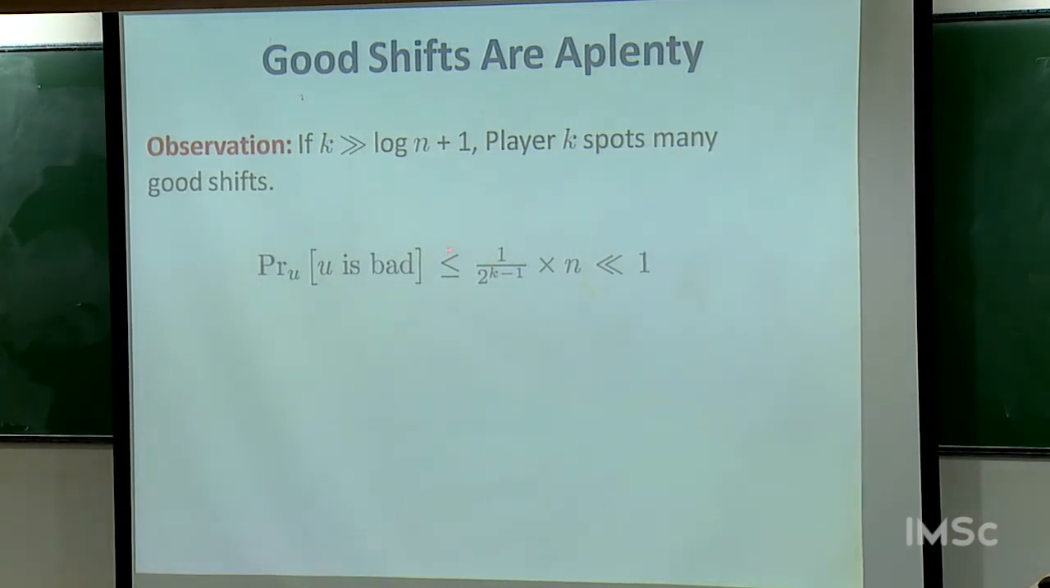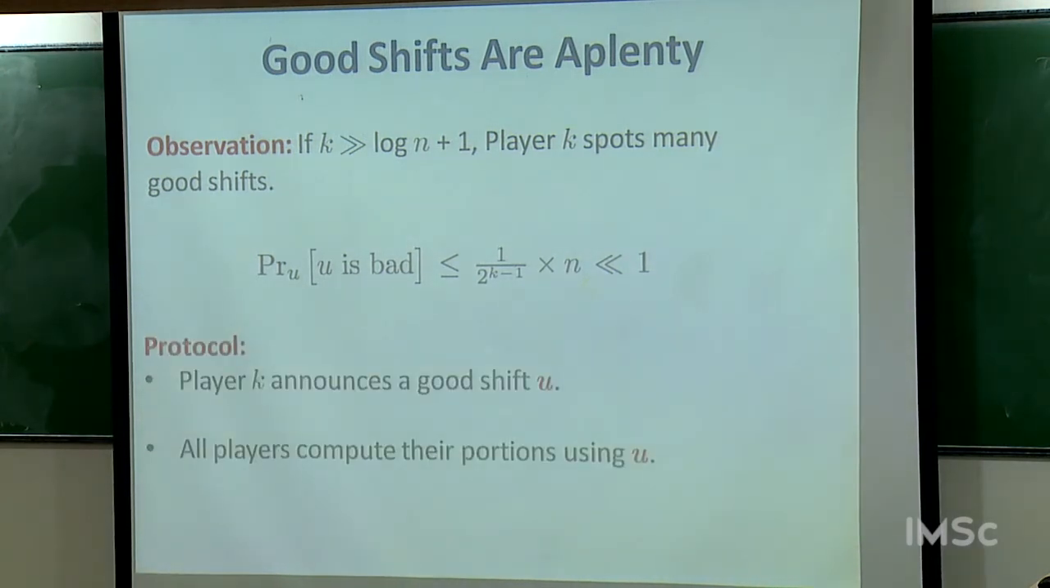And the probability that a particular column, if I choose a random U and a fixed column, what's the probability it's going to be bad? It's going to be bad if it disagrees with every bit in that column. So that's 1 over 2 to the K minus 1. And then just apply the union bound. So if K is large enough, this is going to be small, right? And so basically if K is slightly larger than N, a random U is always going to be good.